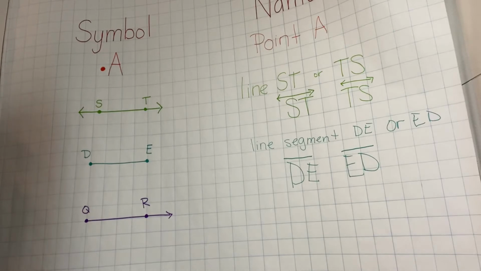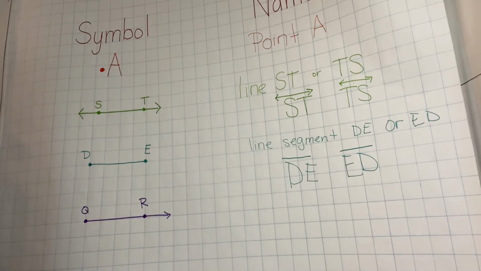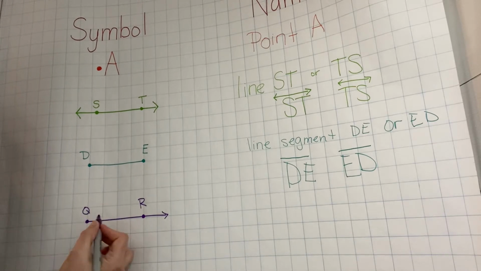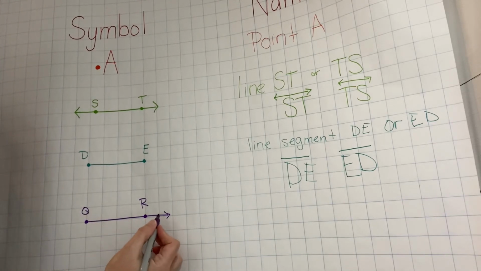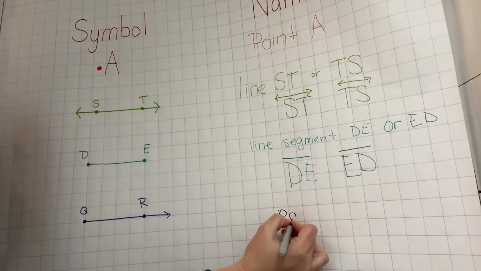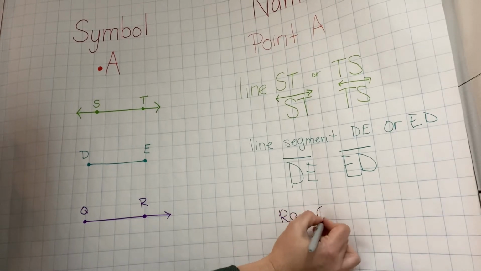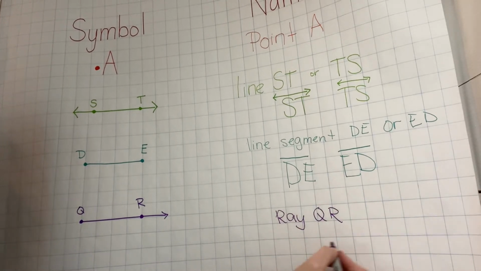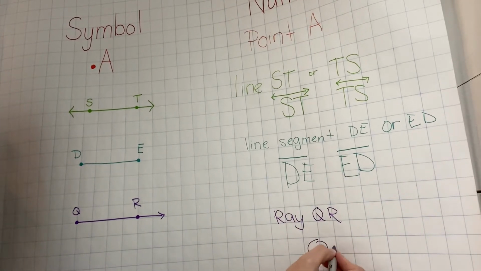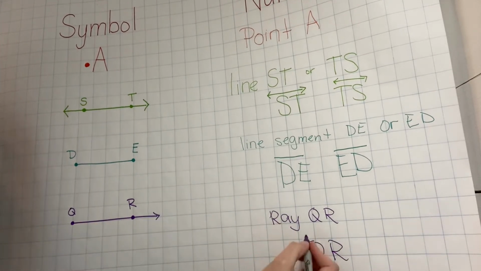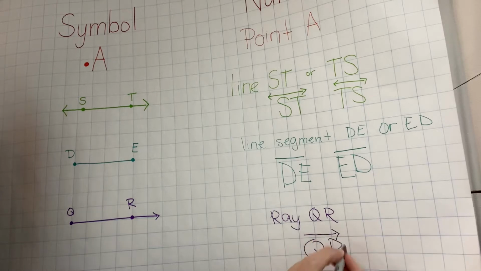Okay, then the last one we have down here is a ray. A ray is a line, well, not a line, it has one endpoint and then goes on forever in the other direction. So we could call this ray QR, or we could use the shorthand version of it, which is QR, and notice only one arrow, only one arrow.